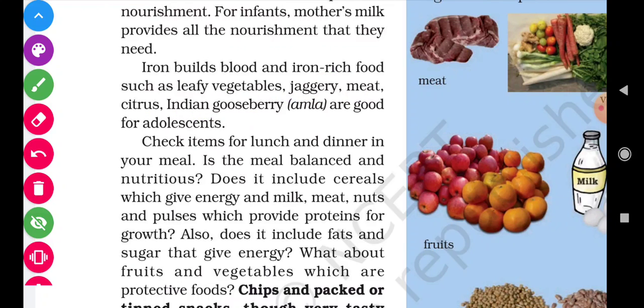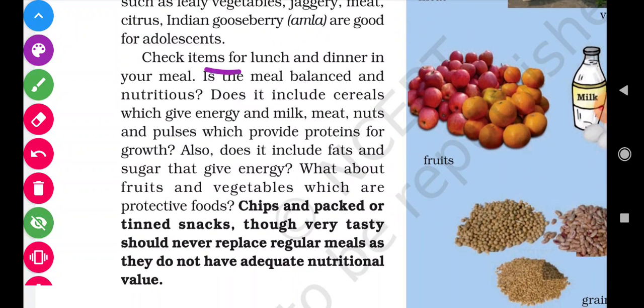are good for adolescents. जो भी विकसित हो रहे हैं लोग जिसकी एज नियर अबाउट 12 से लेके 18 साल तक है, they require iron rich food such as the leafy vegetables, पत्तों के आधारित जो वेजिटेबल्स है, सब्जियां है, जैगरी यानी कि गुड़, मीट यानी कि मटन, इंडियन गूसबेरी आंवला, ये सारे जो है इट इज़ एसेंशियल रिक्वायर्ड वेजिटेबल्स एज वेल एज द नॉन वेजिटेरियन प्रोडक्ट्स.